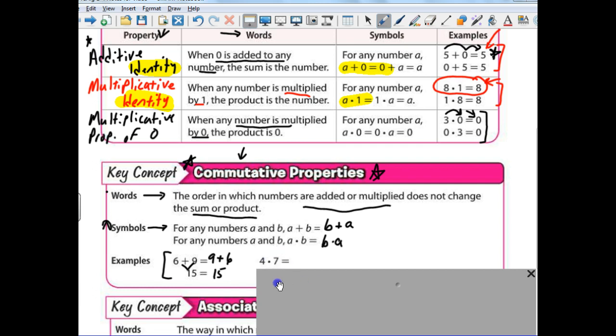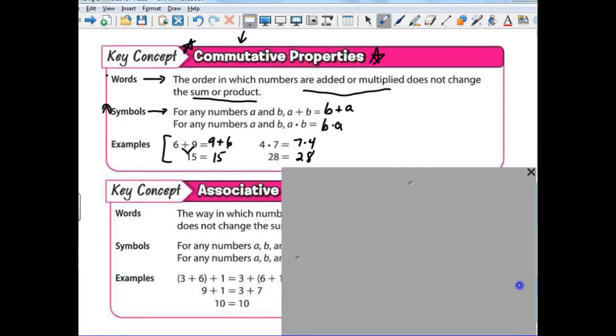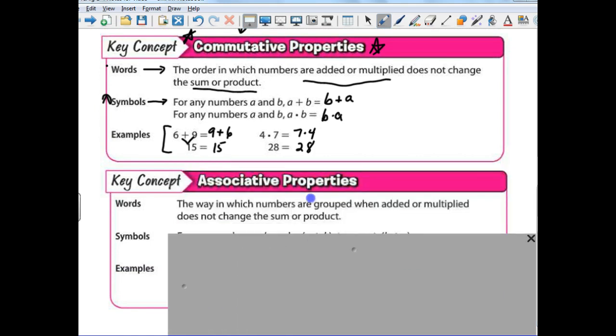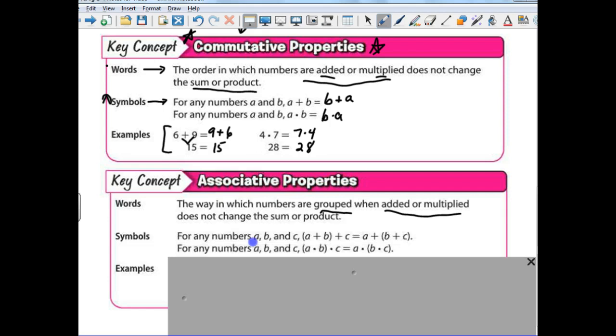And with multiplication, 4 times 7, well, we know that's 28, right? That's on your paper. Well, 4 times 7 is the same thing as 7 times 4, which is 28. So there is the commutative property in action for you. And then the last part, I don't believe I have any filling in the blanks for you, but the same idea, the associative property, the way in which numbers are grouped when added or multiplied. Now notice these two are only with addition and multiplication. It does not change the sum or product or the answer.